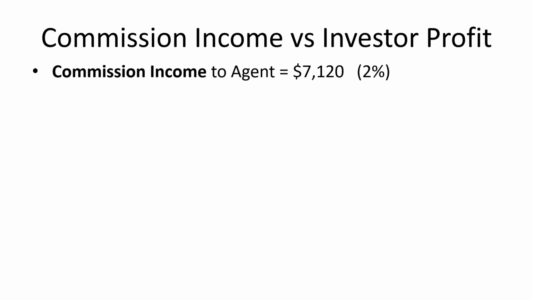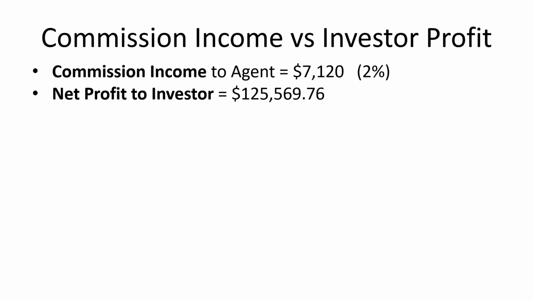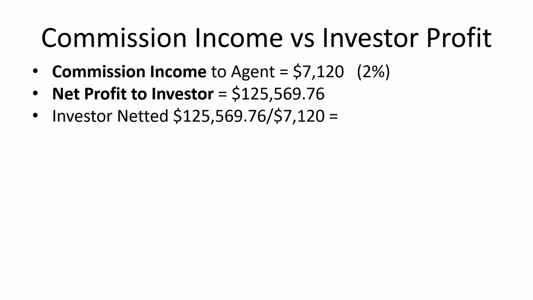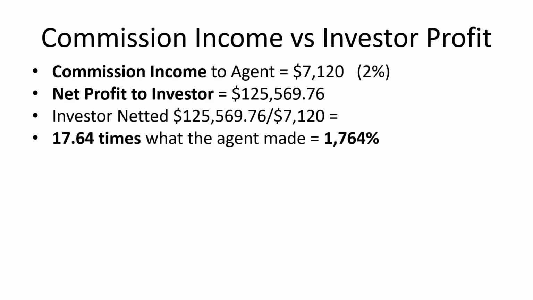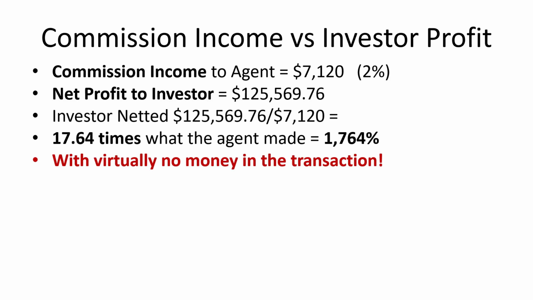So once again, let's look at commission income versus investor profit. Commission income to the agent, $7,120. Net profit to the investor, $125,569.76. So the investor netted $125,000 divided by $7,120, 17.64 times what the agent made, or 1,764%, with virtually no money in the transaction.